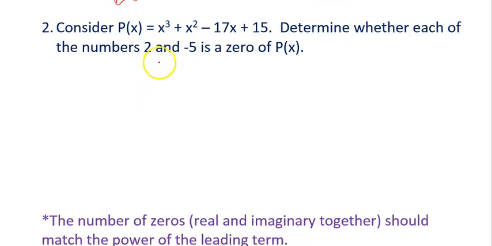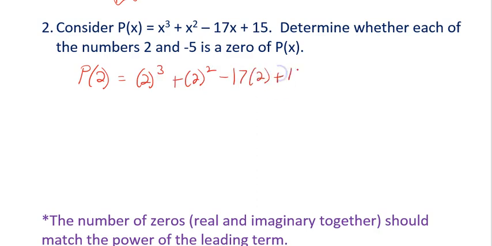Okay, example 2. We have a polynomial given to us, and they just want us to determine whether the numbers 2 and negative 5 are zeros of that polynomial. The easiest thing to do is just plug those in and see if you get 0 out. If they are a 0, you should be able to plug them in and get an answer of 0. So I'm going to see what p of 2 is. I'm going to plug that in, get 2 cubed plus 2 squared minus 17 times 2 plus 15. And if I calculate that, I'm going to get a negative 7.